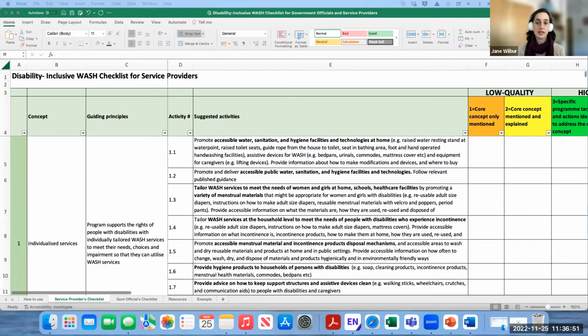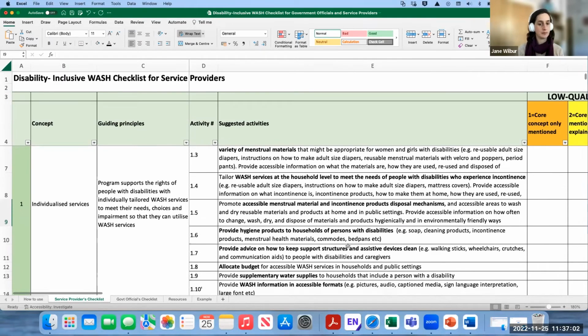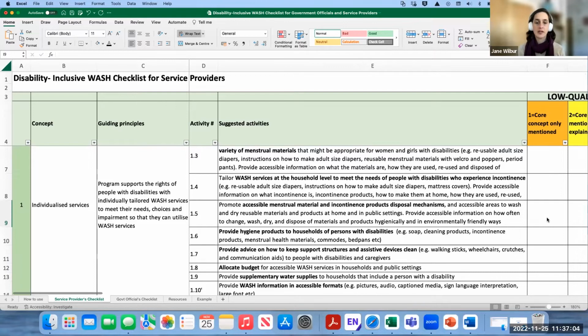So these are loosely worded like objectives, and they relate to the concept. I'm going to zoom in a little bit on the guiding principles. So for example, the guiding principle for individualized service is: program supports the rights of people with disabilities with individually tailored WASH services to meet their needs, choices, and impairments, so that they can utilise WASH services.